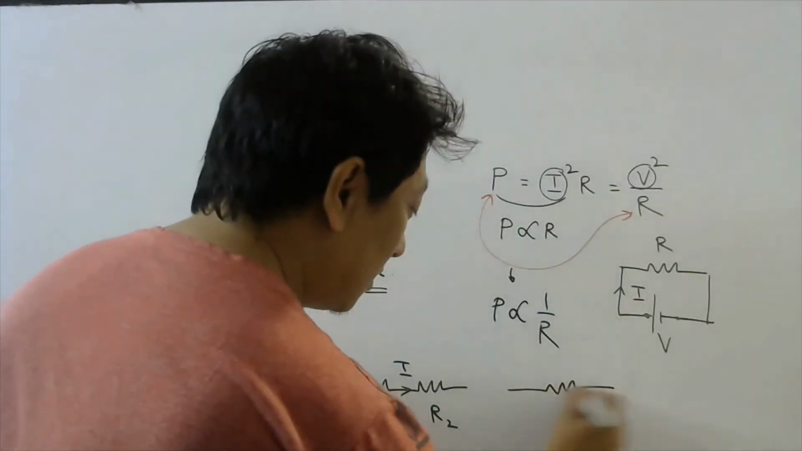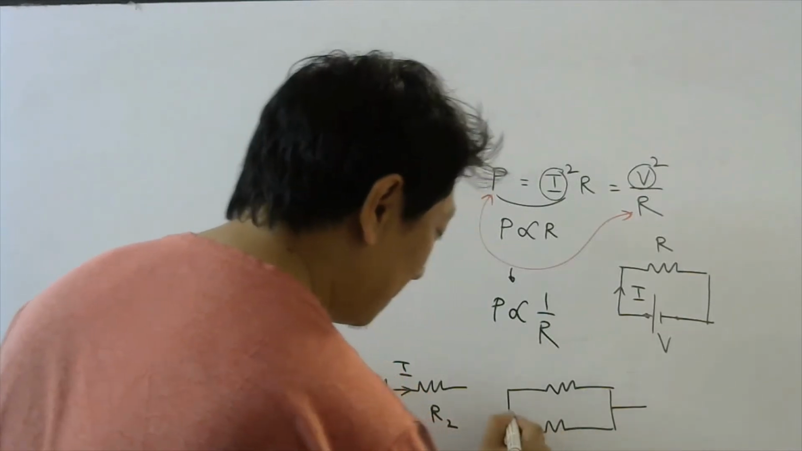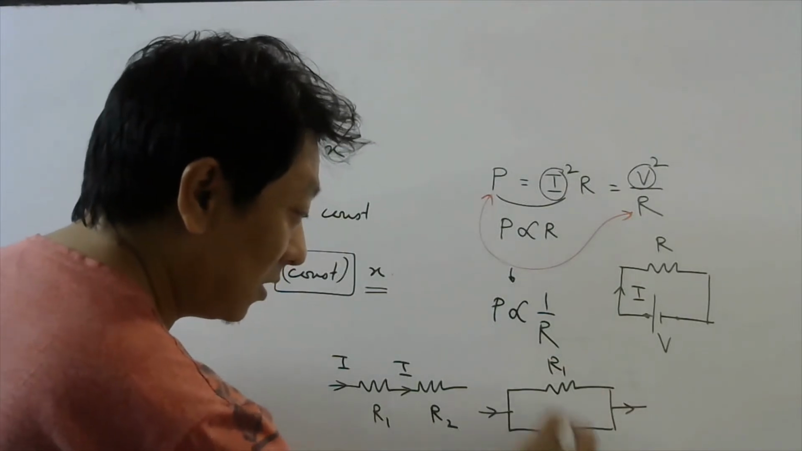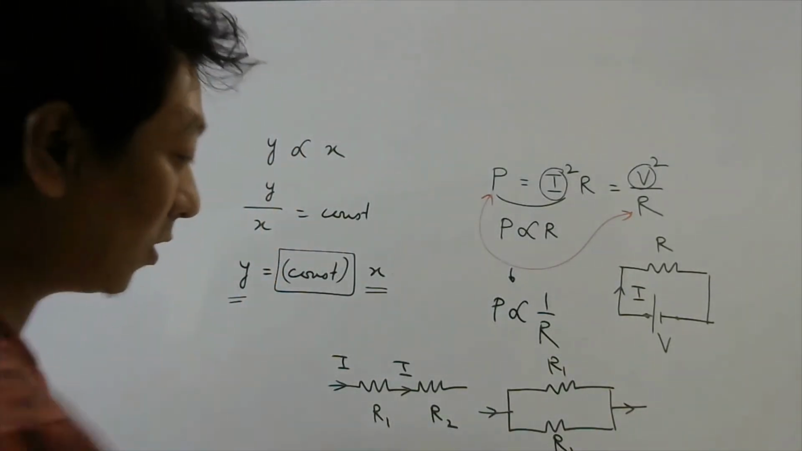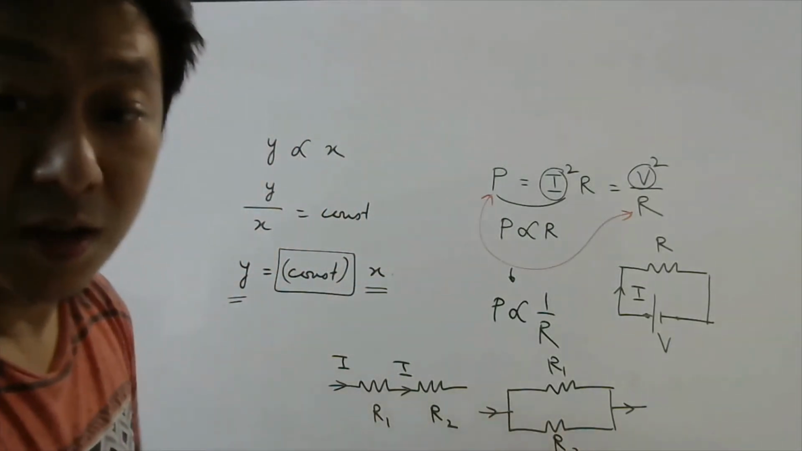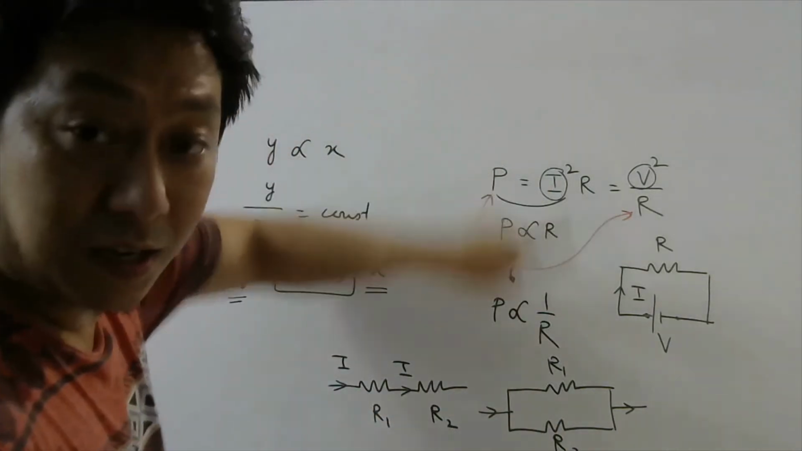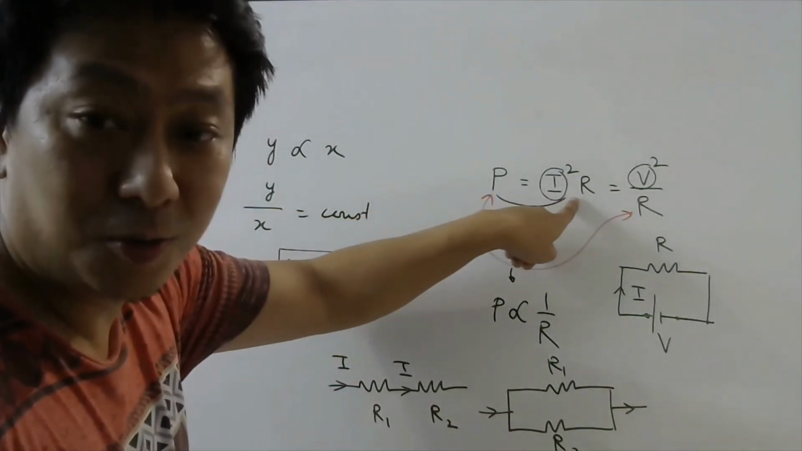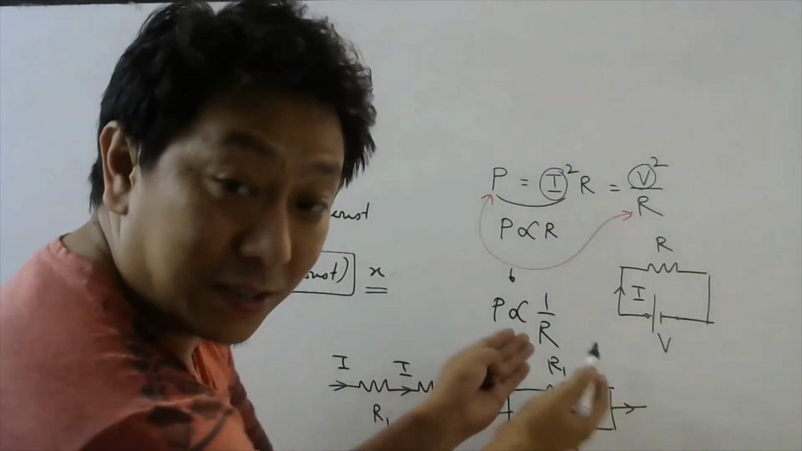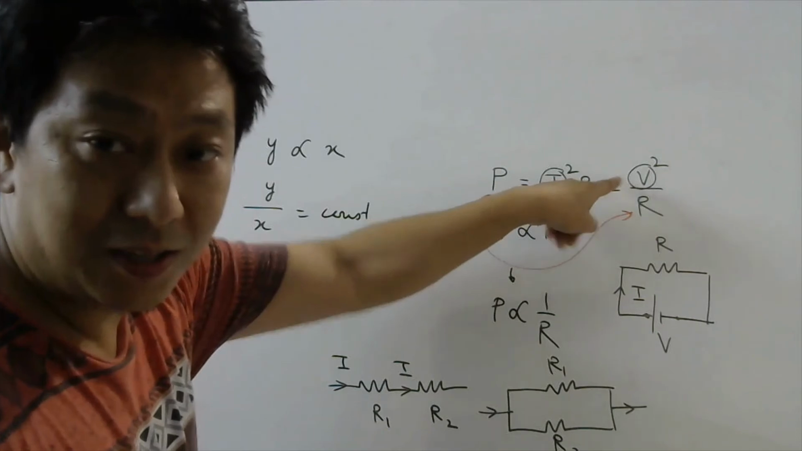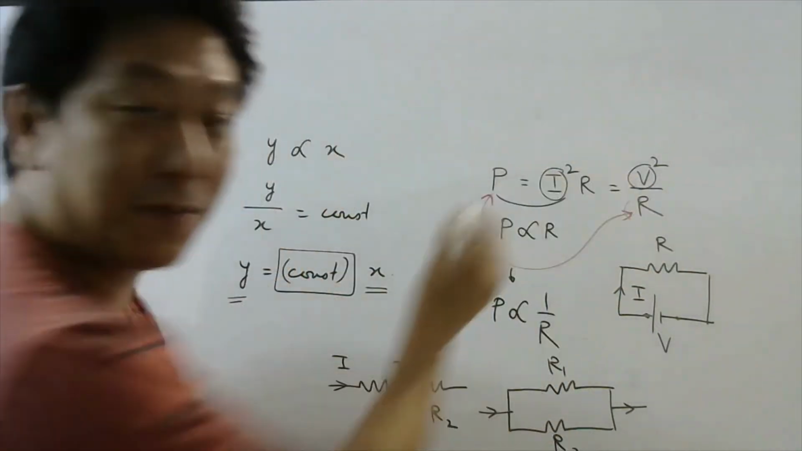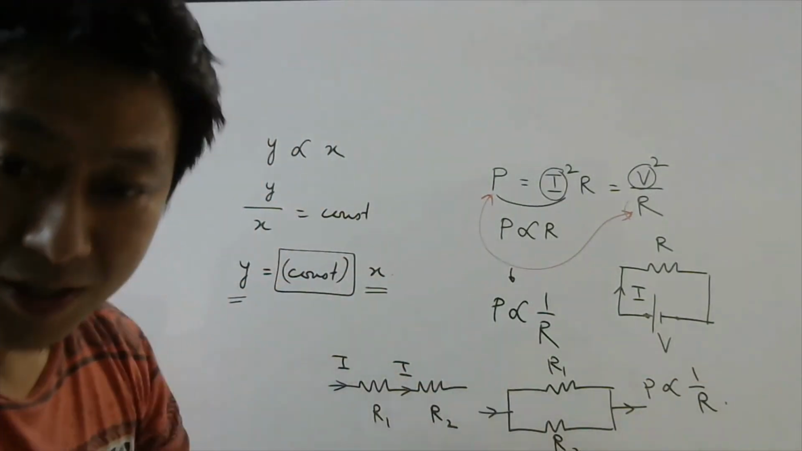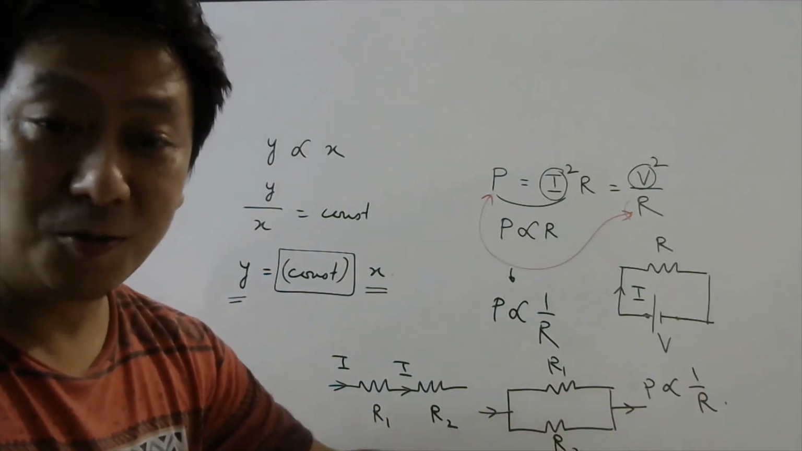However, if your two resistors are in parallel, you can see in parallel the current will not be the same because the resistance may not be equal. Therefore, since current is not constant, we cannot say P is proportional to R. Since it is in parallel, what will be constant is voltage, so we can say power is inversely proportional to R in this case, which means the resistor with less resistance will actually consume more power.